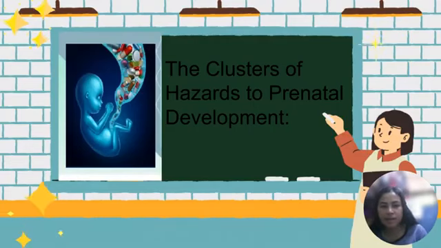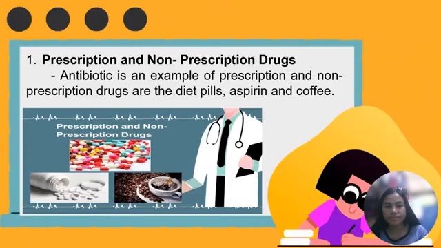So the next is the clusters of hazards to prenatal development. Number one, prescription and non-prescription drugs. Antibiotics are an example of prescription drugs, and non-prescription drugs are the diet pills, aspirin, and coffee.